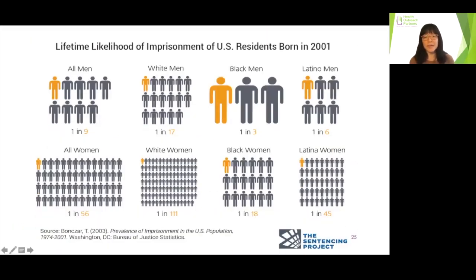So this infographic is from the Sentencing Project, and it looks at the likelihood of incarceration in someone's lifetime. You can see the disparities that exist: it states that for Black men, 1 in 3 have a likelihood of being incarcerated in their lifetime. For Latino men, it's 1 in 6, compared to white men, who have a 1 in 17 likelihood of being incarcerated.